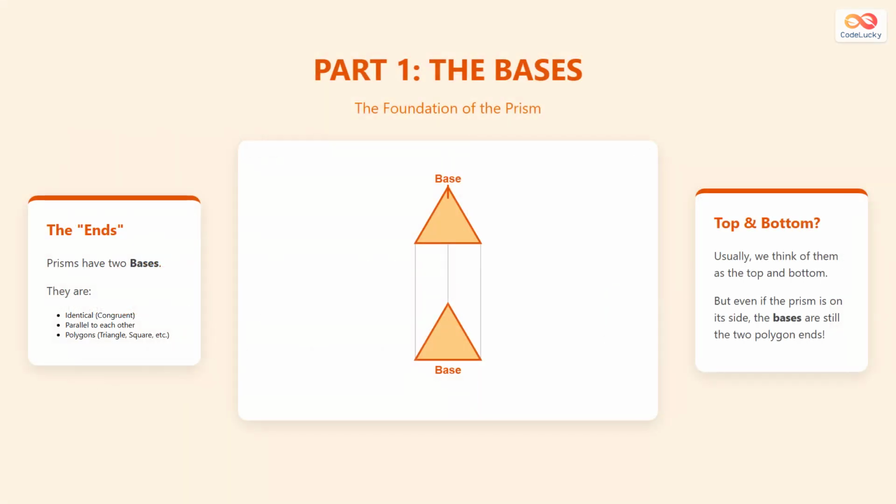Now let's talk about the bases. The bases are the two identical faces we just mentioned. They are parallel to each other, meaning they never touch. These bases are polygons, which means they can be triangles, rectangles, squares, or any other straight-sided shape. Even if a prism is lying on its side, these two polygon ends are always called the bases.